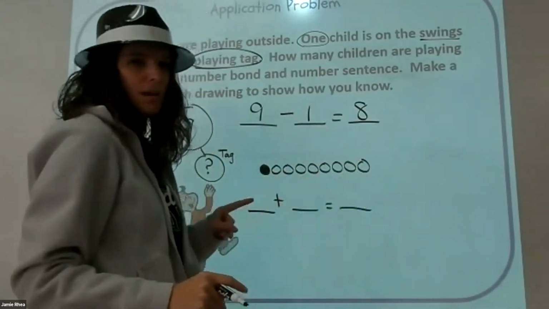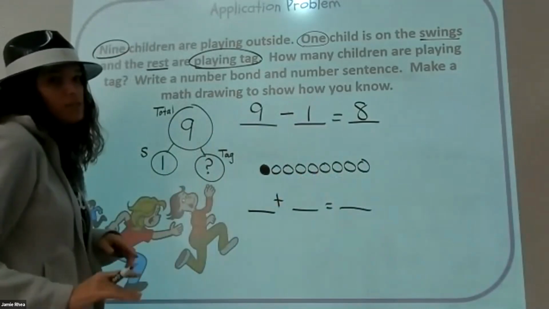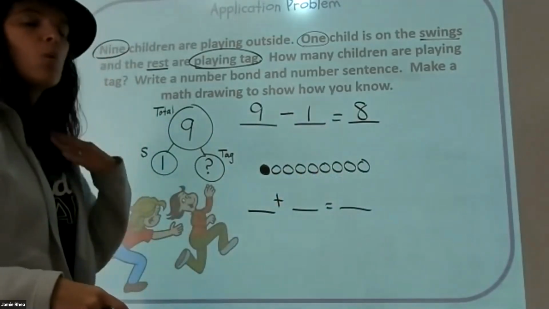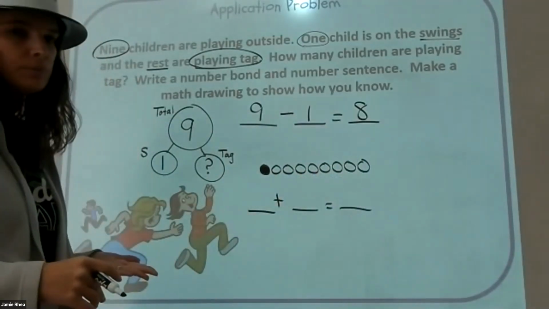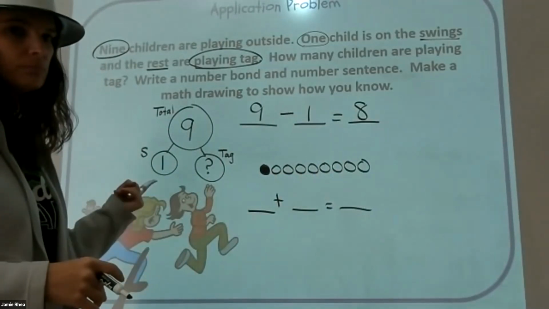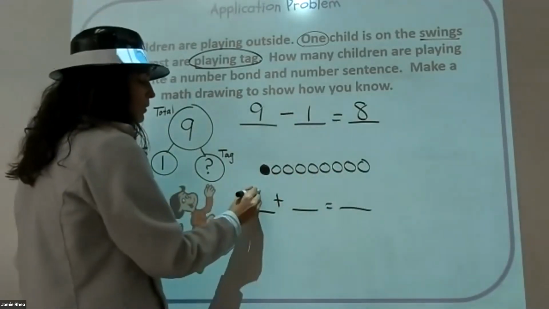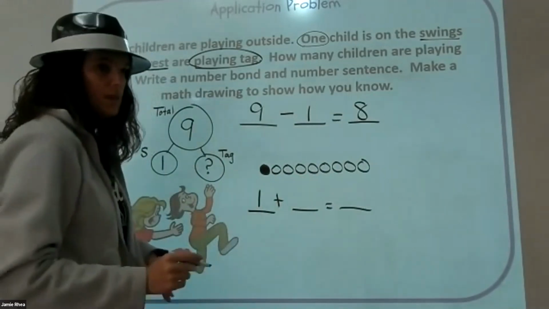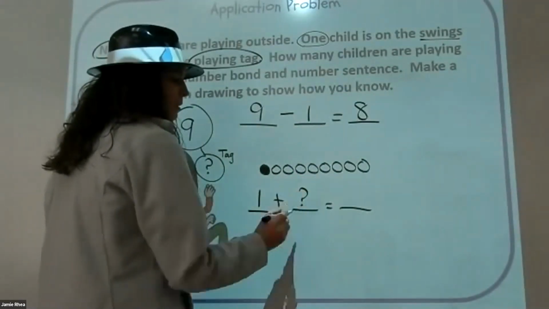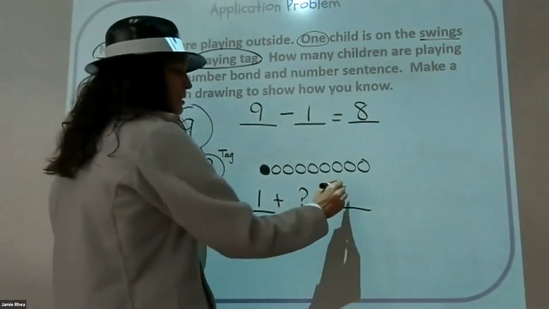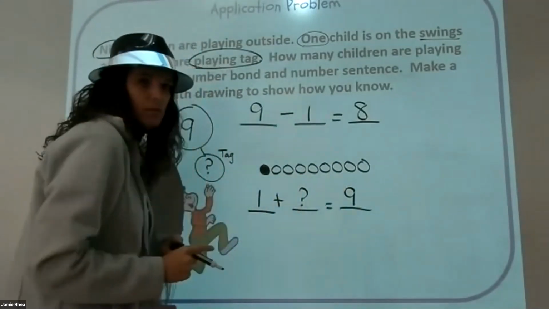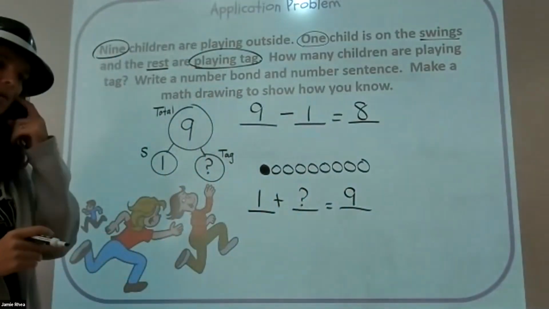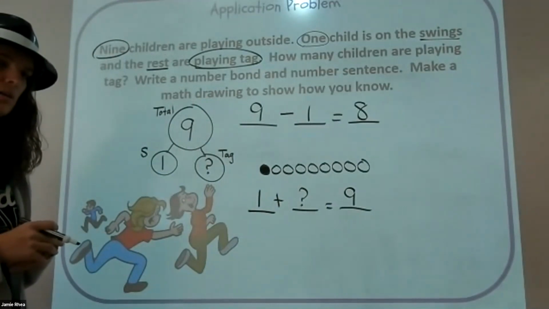Same number. Now, if I'm making an addition sentence, and some of you may have done that, what number would I put first? I'd put the part I knew. I knew that 1 kid was playing on the slide, some more were playing tag, and altogether there were 9 kids playing. Okay? So how could I do that one?